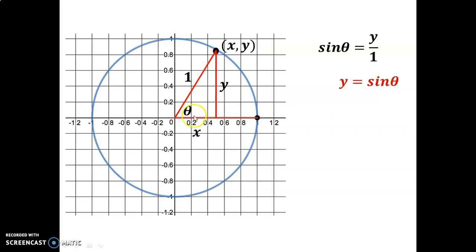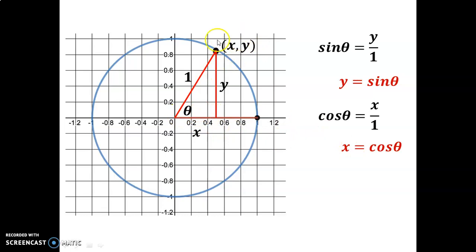So what about looking for the x value? We can use the cosine ratio. Cosine of this angle is adjacent side over hypotenuse. So cosine of the angle is x over 1. Again, since the hypotenuse is 1, this value of 1 is irrelevant, and we know that x equals cosine of theta. So if we want to know this horizontal distance, just like we did with the vertical distance before, we can apply trig and use the cosine ratio to get this distance.